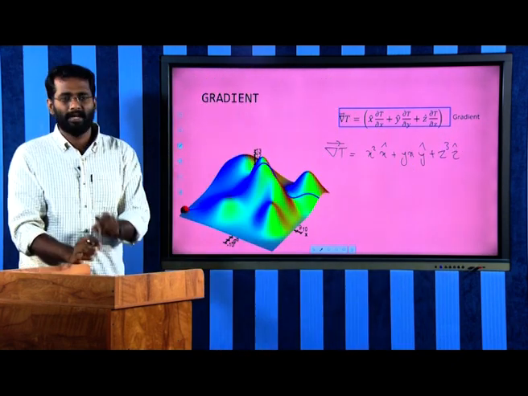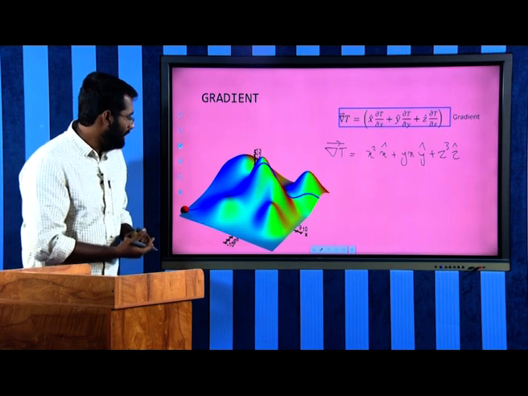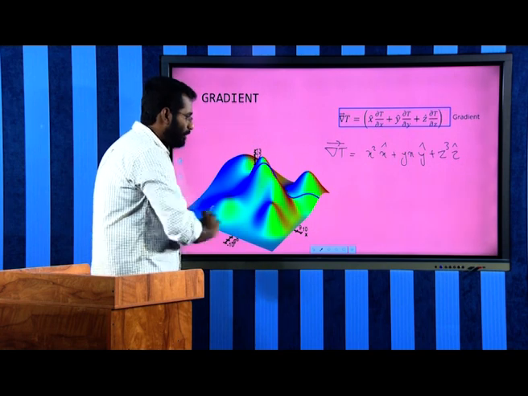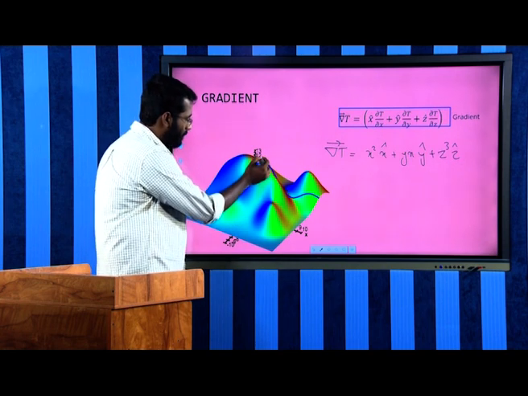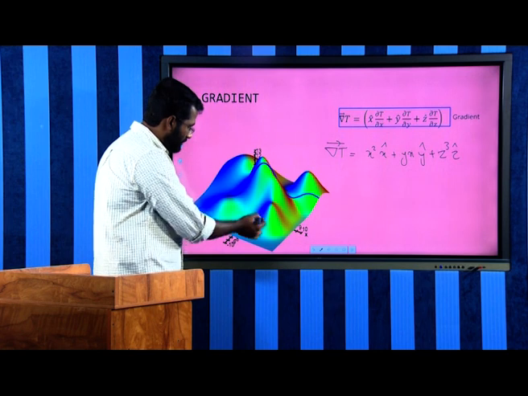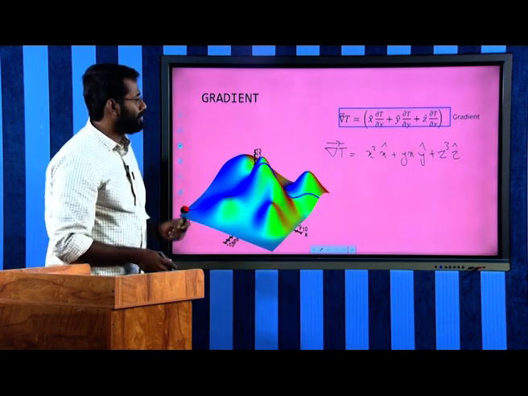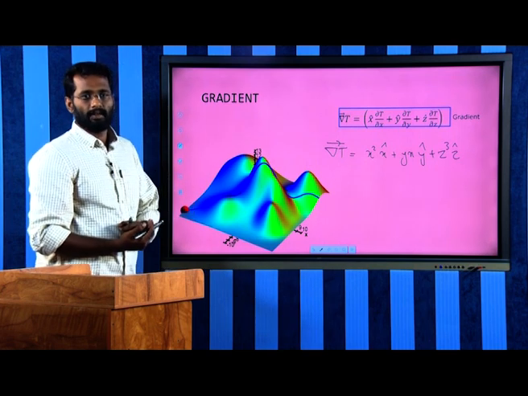What does that mean? What is the physical meaning of the gradient? Imagine that this is a scalar function we have plotted in three dimensions. So this is the maximum value, here there is a valley, and here is some minimum, and there are maxima as well. Now what is the meaning of calculating del T at a particular point?